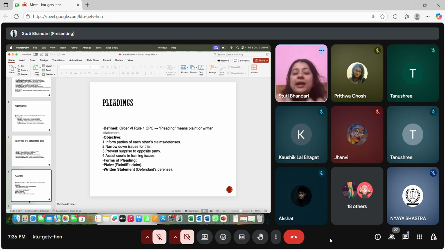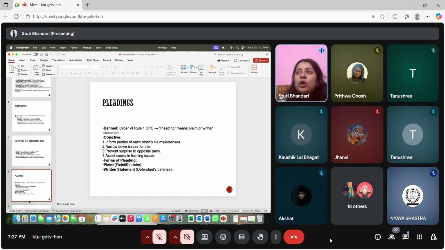Also, if you file a pleading, then you prevent surprise to the opposite party. You might have heard that this is a principle of natural justice, that no one should go unheard. मुझे कोई कब सुनेगा? तब सुनेगा ना जब मेरे को पता होगा कि मेरे अगेंस्ट क्या केस हो रखा है.